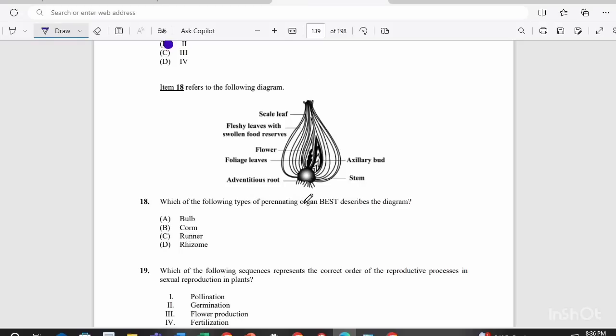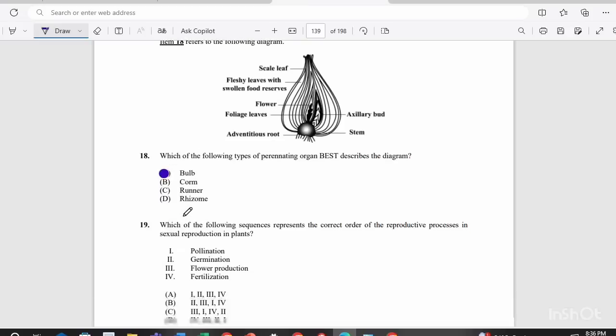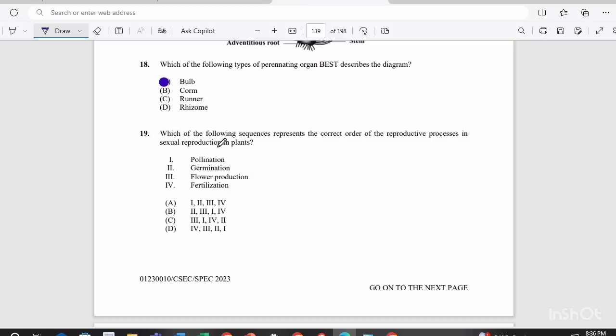Which of the following types of perennating organ best describes the diagram? Is it A. a bulb, B. a corm, C. a runner, or D. a rhizome? The answer there is A. a bulb. Remember, that's an onion. Which of the following sequences represents the correct order of the reproductive process in sexual reproduction in plants? We have pollination, germination, flower production, and fertilization. The answer there is C. Flower production, then pollination, then fertilization, then germination.